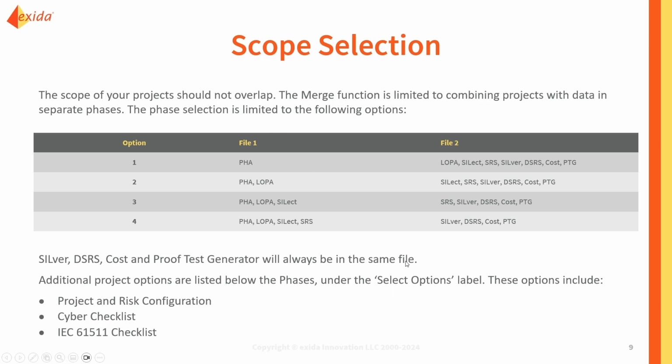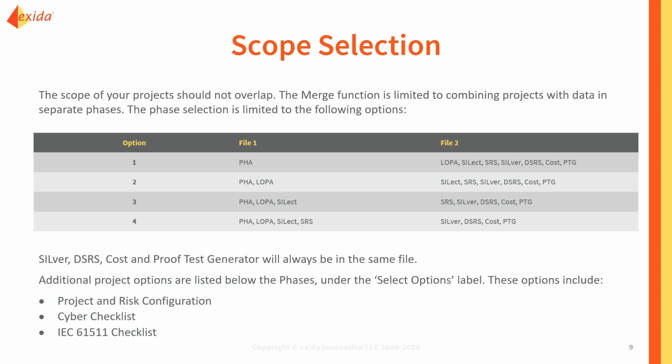But depending on where your break is, otherwise, we do have these options to allow you to combine that data. You also see additional project options listed under the phases. And these include specifying which project you want to pull your project and risk configuration from, as well as your cyber checklist and your IEC 61511 checklist. The checklists really stand on their own. So if you've done that work in one of the projects and you want that in your file C, you would be able to simply pull that from either project.